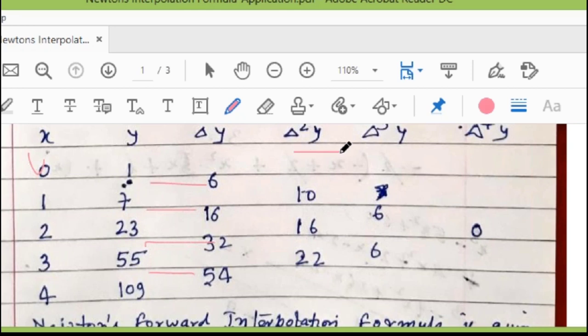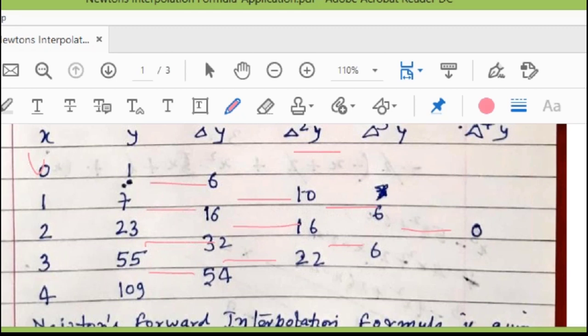Second difference, how do we compute the second difference? 16 minus 6, and this will be in between, this will be in between, this will be in between. And similarly the third difference, this will be in between, this will be in between. And lastly the fourth difference is going to be 0.